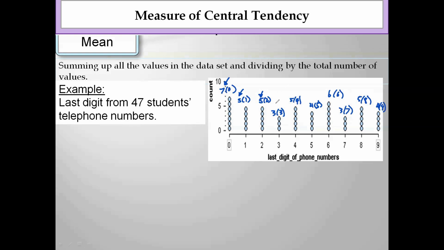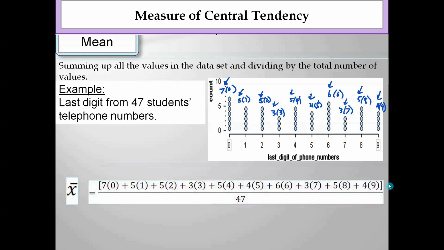So we're going to end up adding all of these values together and dividing by our total number of values, which will be 47. So our x bar, or our arithmetic mean, or our sample mean here, is going to be the sum of all the values divided by the number of values. This will give us an average of approximately 4.2.